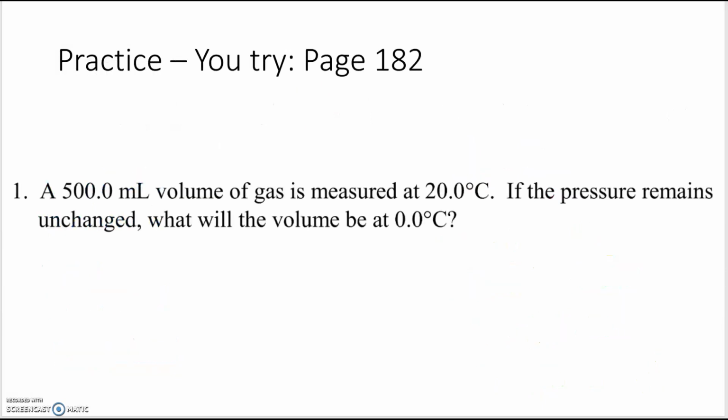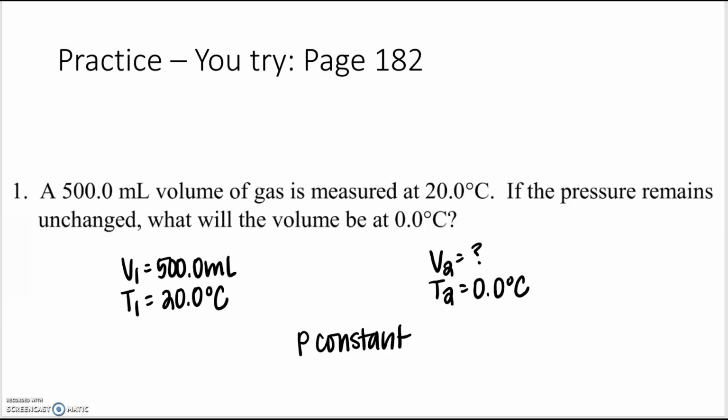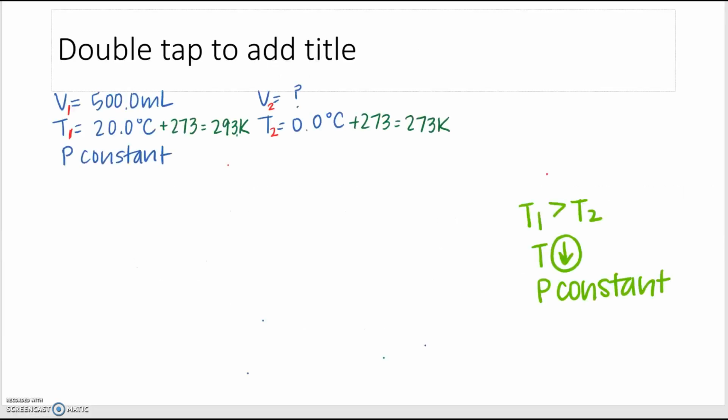All right, let's try one more. Again, pause the video, solve it, and then hit play to check. Okay, so here's the chart that you should have made. V1, T1, V2, T2, and then recognize that P is constant since the problem doesn't talk about it. Make sure that you remember when you're using these formulas, temperature has to be in Kelvin. So you need to add 273 to both of those temperatures before you start subbing into formulas.